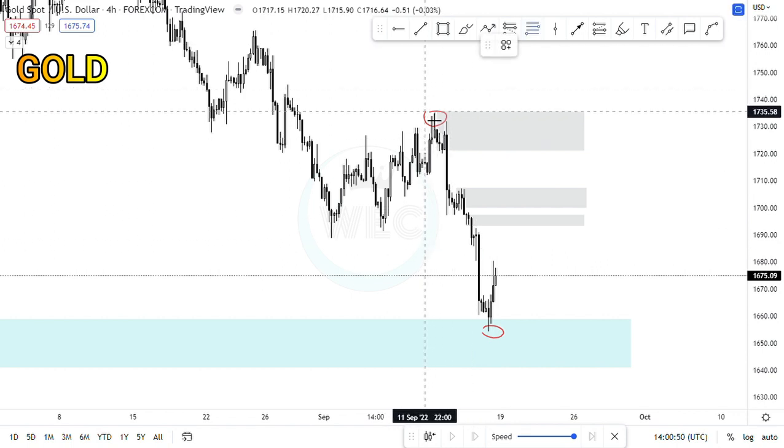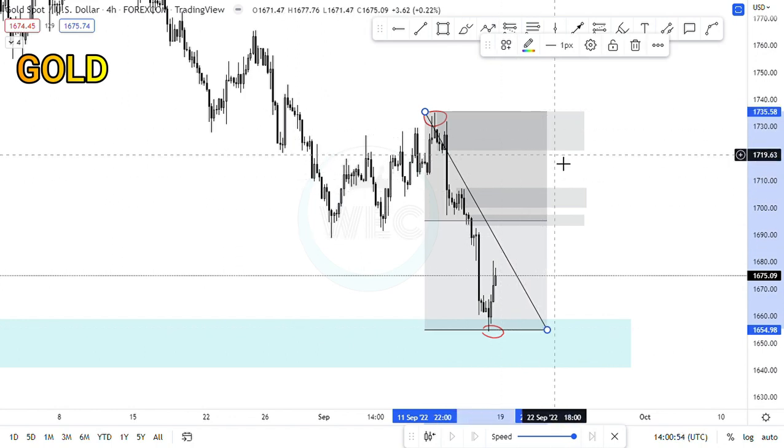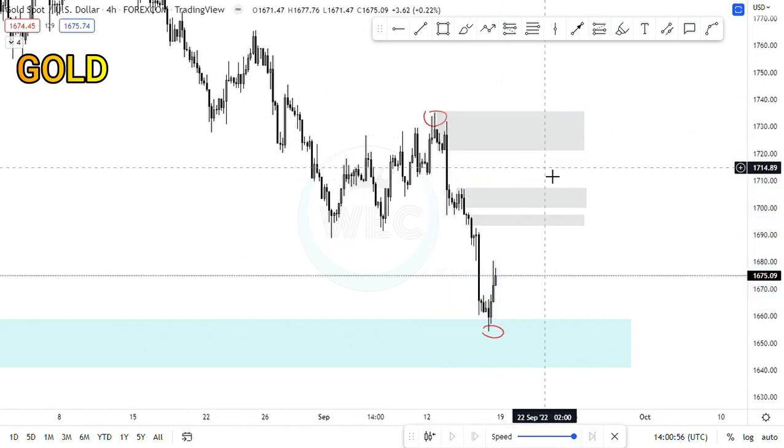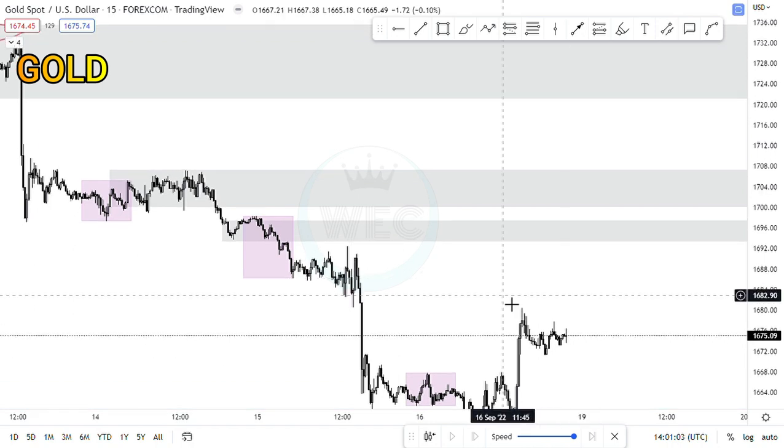So let me take my fibs from this high to this low. You're going to see that all these three that I marked are in premium zones. Okay, so they qualify to be my point of interest. Okay, so real quick, let's head on to M15 and let's see what M15 is doing.